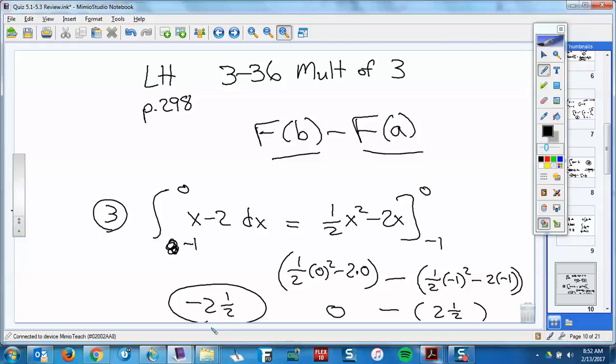I've got the answers to the LH packet. I don't know if I ever pulled that out. This book's falling apart, so be careful. This is the answers to the LH packet. So if you want to check them out as you do.